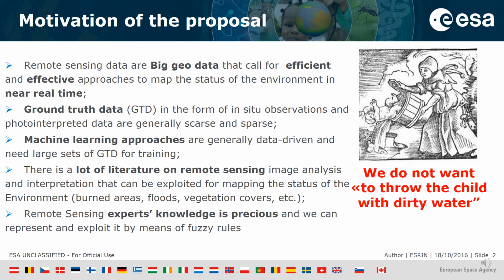On the other side, there is a lot of literature on remote sensing image analysis and interpretation that we could exploit for mapping the status of the environment, for example, for mapping burning areas, floods, vegetation covers, and so on. And there are many remote sensing experts, and we could represent their knowledge by means of fuzzy rules, and this is the idea.